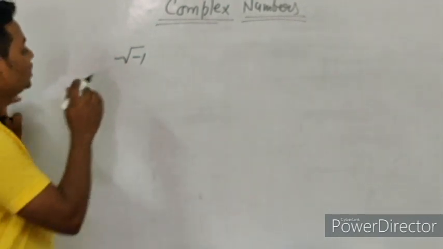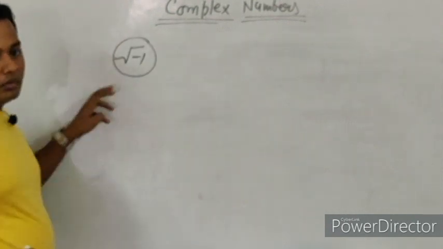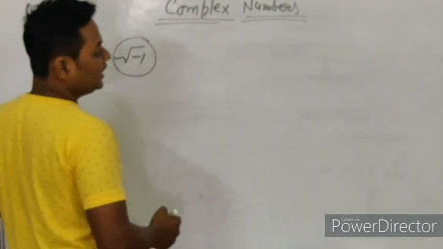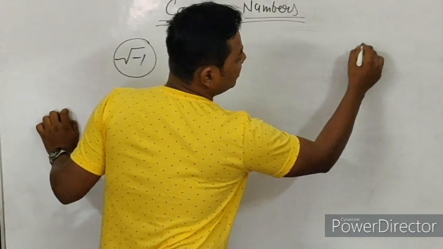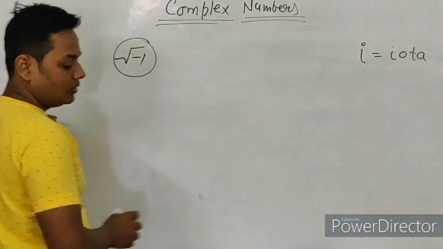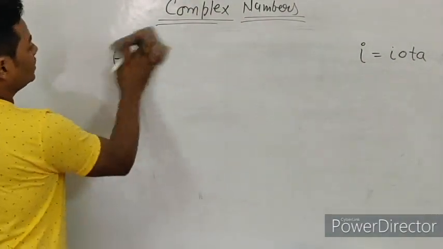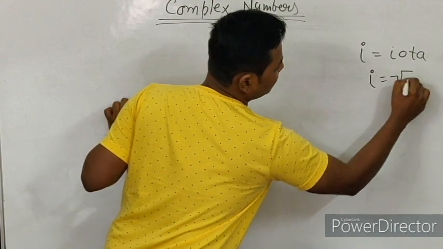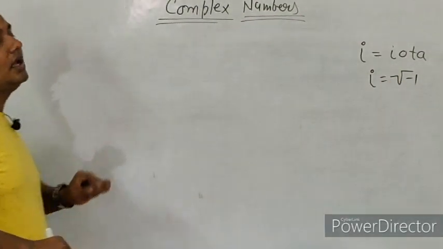So we need to define something to define this value. So the term we find is iota. Okay. So let's go back. The value of iota is equal to under root minus 1. Okay, let's come to the point.